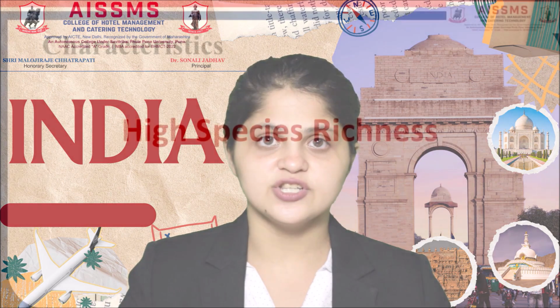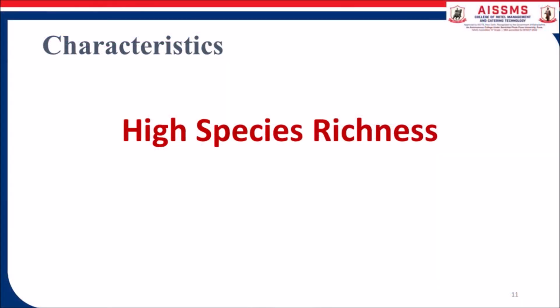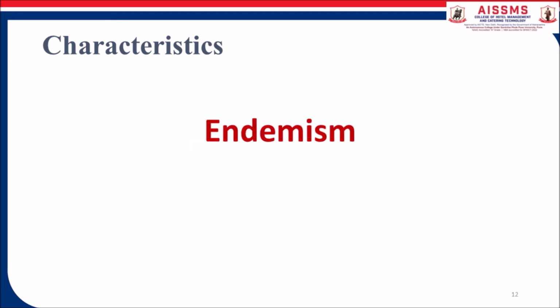High species richness. Mega-biodiversity regions are home to a large number of species across various groups including mammals, birds, reptiles, amphibians, fish, insects, and plants. Endemism. These regions contain a substantial number of species that are endemic, meaning they are found nowhere else in the world. Endemic species are unique to specific geographic areas and are often highly specialized to their local habitats.